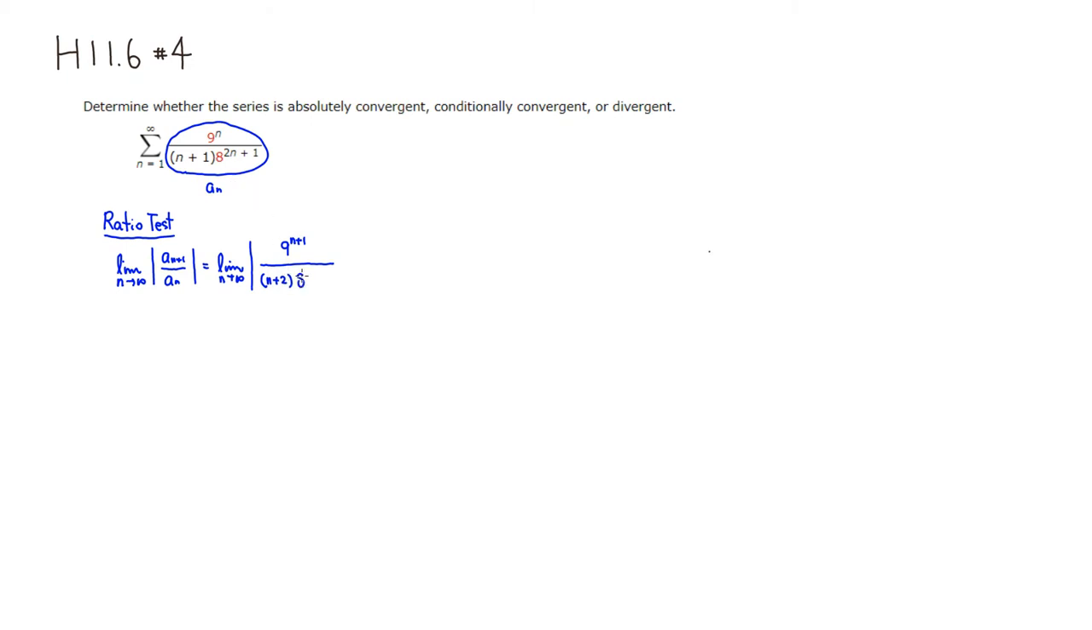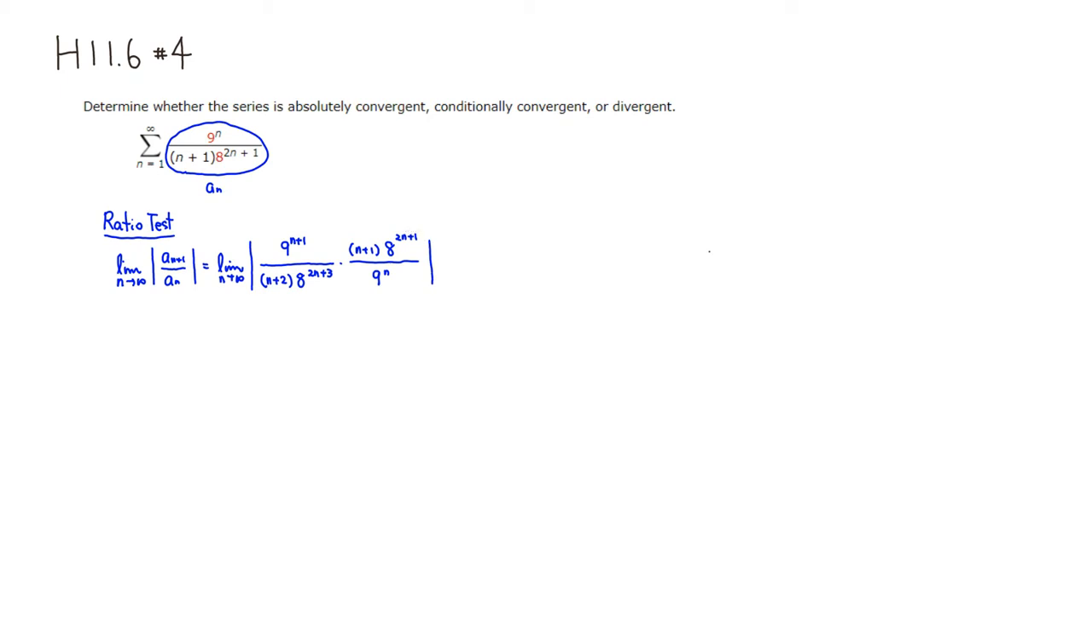Then 8 to the 2n plus 1. 2 times n plus 1 would be 2n plus 2 plus 1, so it's going to be 2n plus 3. Is that okay? That's a_(n+1). And we divide by a_n, so we put the reciprocal: n plus 1 goes on top, and 8 to the 2n plus 1 goes on top, and 9 to the n goes on the bottom.